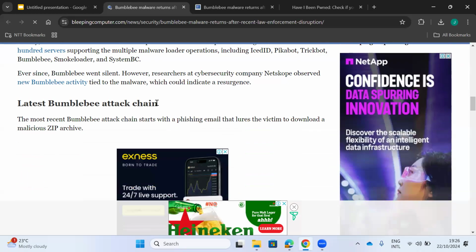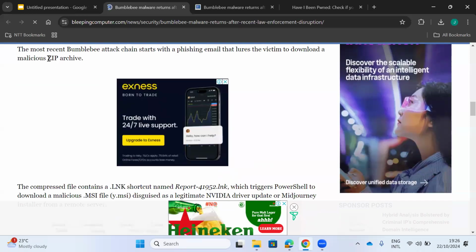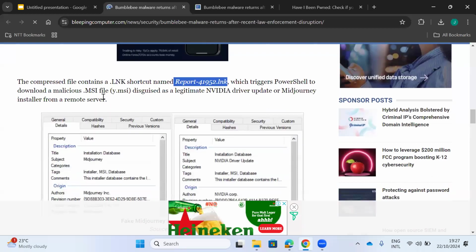So for the attack chain, the Bumblebee malware lures the victim to download the malicious zip archive, which contains an LNK shortcut, maybe labeled something like this. From an organizational perspective, you could think this is a report, which could trigger PowerShell to download some malicious MSI, Microsoft installer files, and they could disguise themselves as legitimate drivers.